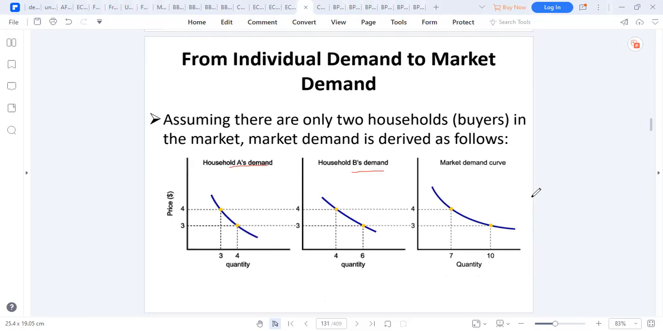Our market demand. So assuming there are only two households, the buyers in market A and the buyers in market B, collectively, when we add this up, 3 plus 4 is 7. 3 plus 6 is 10. So maintaining the same price, we get to have our market demand shown as follows.